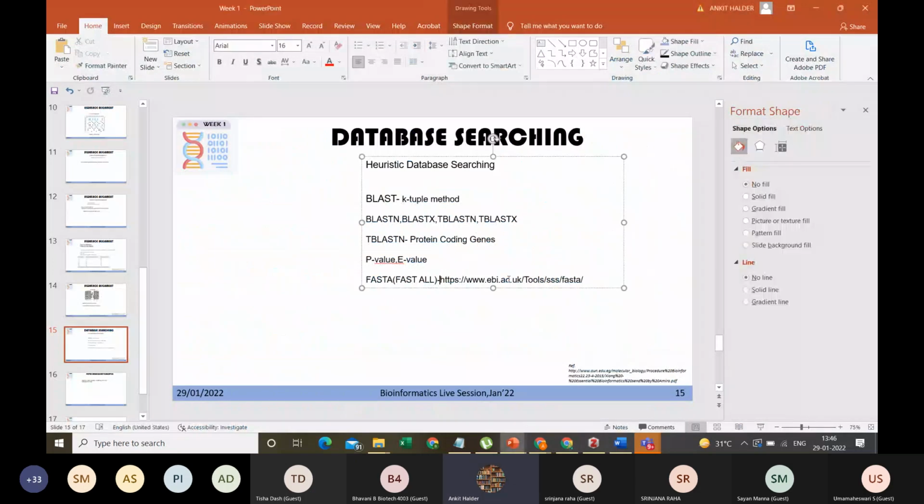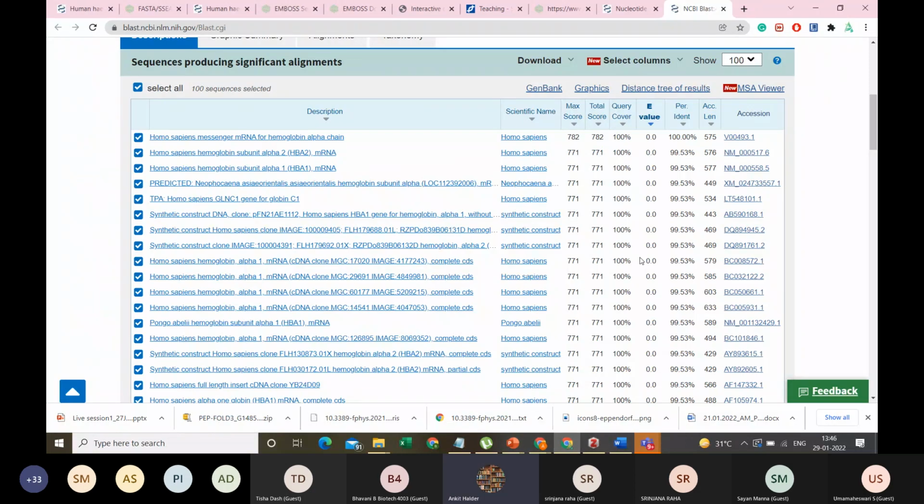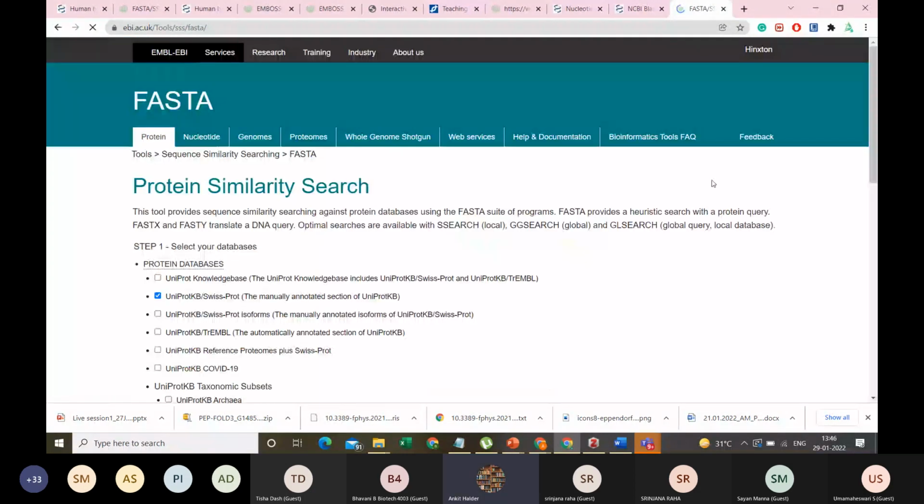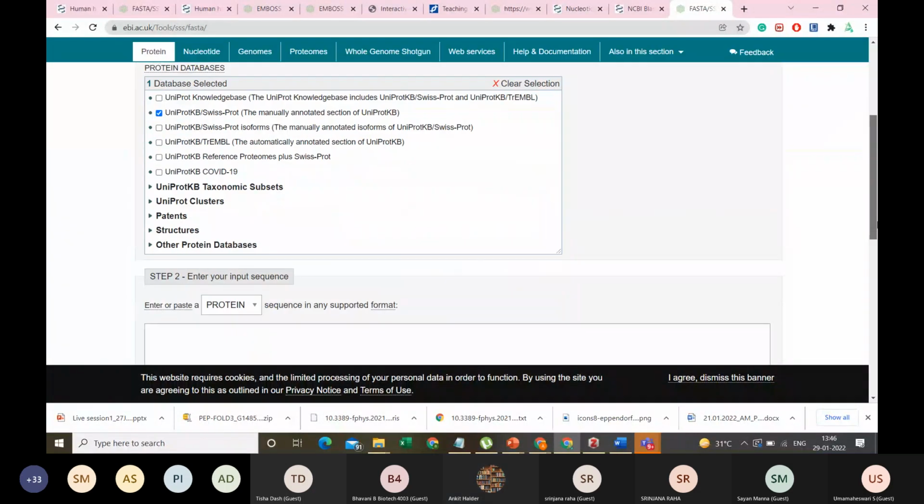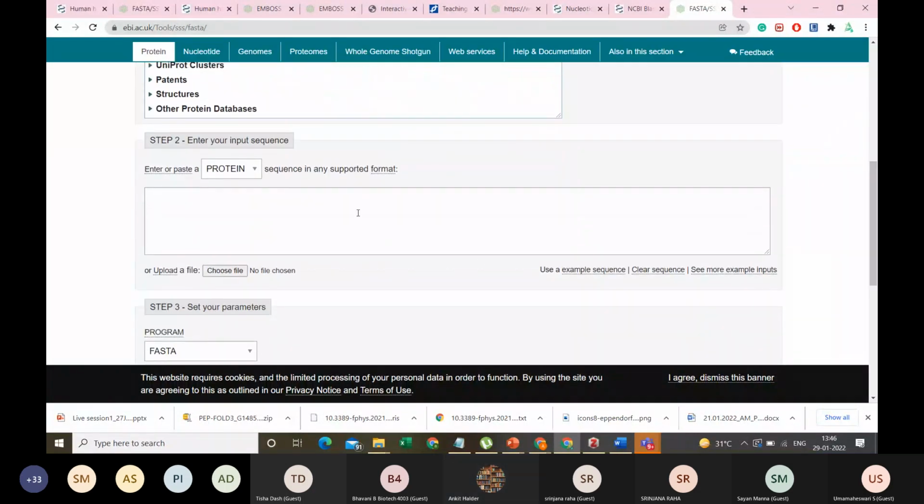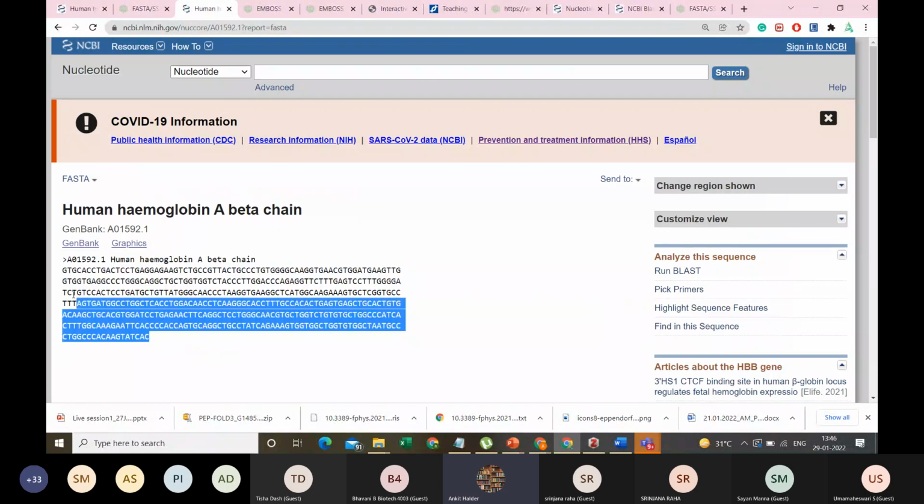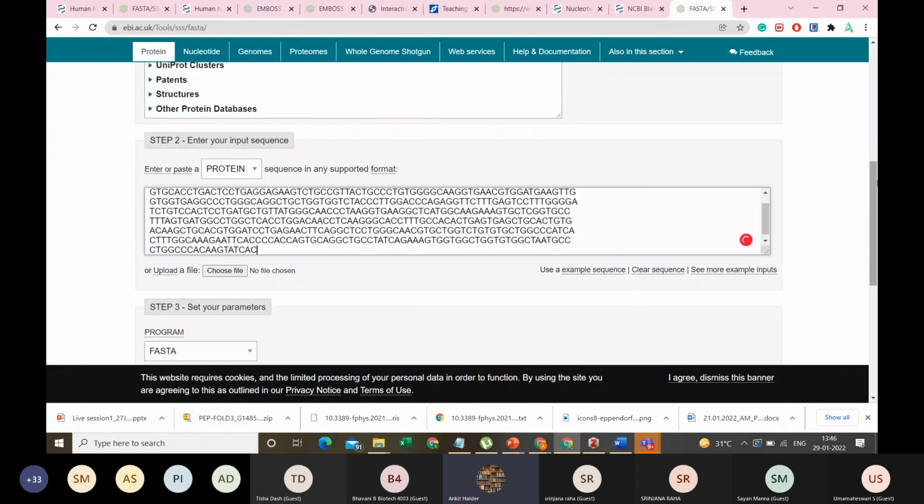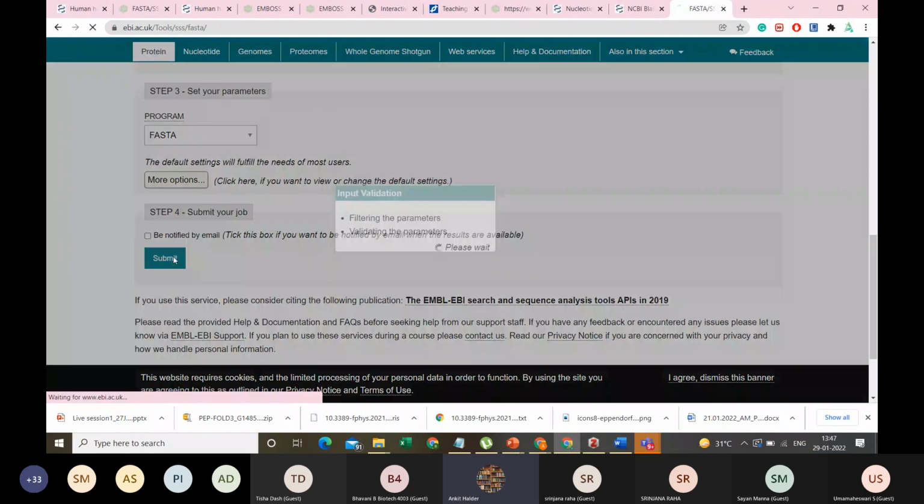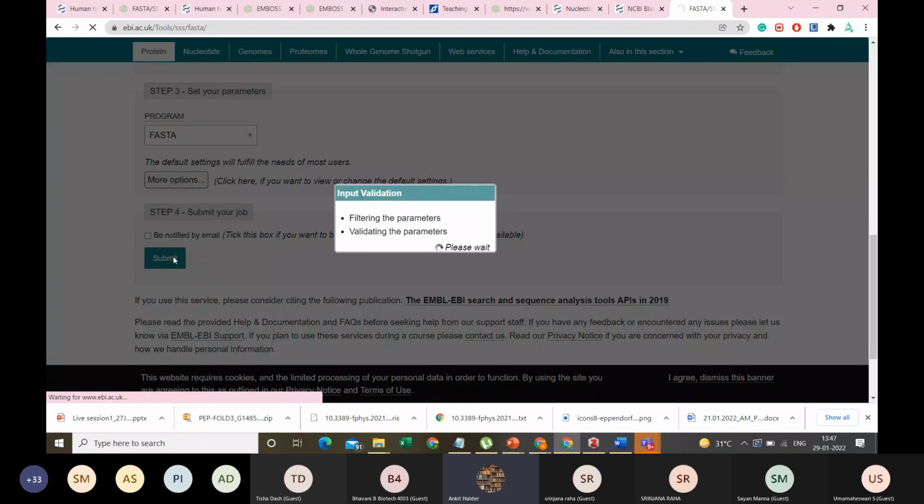Similarly, we can have FASTA. FASTA uses a hashing algorithm. Here also, using the FASTA program, you can perform the alignment.